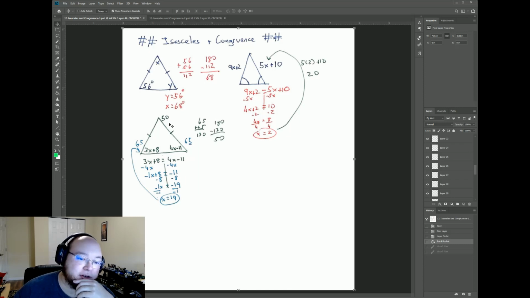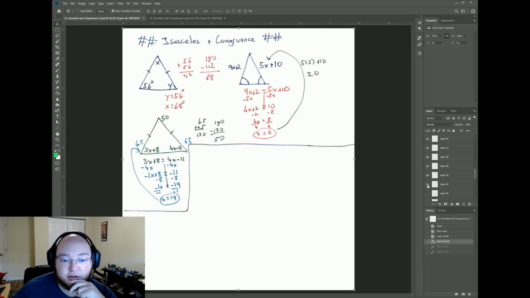The other way you could have done this is 180 minus 50. That would have given you 130. So you would have known those two bottom angles total up to 130. And then you divide by 2 since you know those two angles are congruent, and you would have gotten 65 as well. So that's just a double check. That's always something you can do, and that is it.